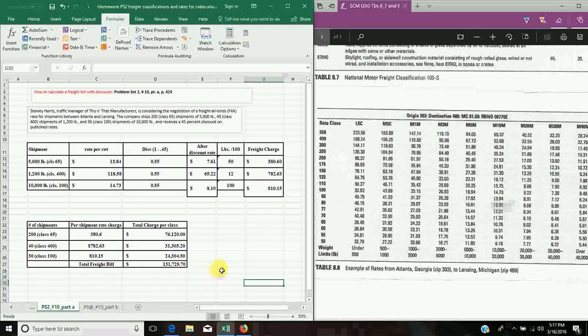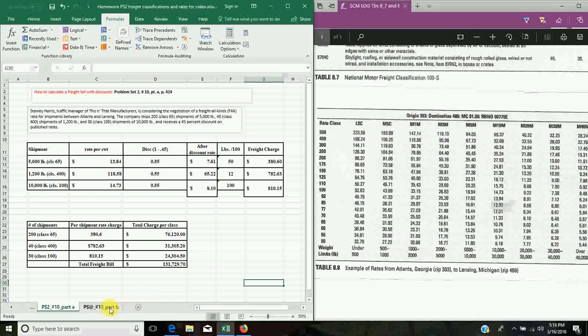So we've finished this first part of the problem. We know how much, based on a discounted rate, that this Stanley Harris is going to charge when he computes all these different shipments of these particular poundages of these particular product classes. So it's going to be $131,729.70. Okay, now, is that good or bad? In other words, is that better than the freight all kinds rate? Well, we have to figure that out.